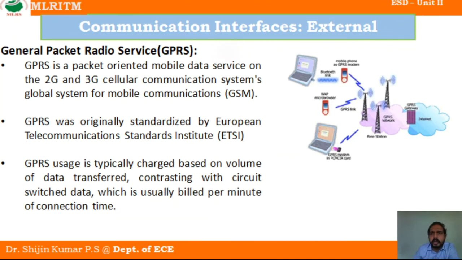If you look into this system, what are the connections we have? We have a GPRS device. This is directly connected to the tower or base station. Then there is a GPRS network, then a GPRS gateway, and in the GPRS gateway we will provide the internet. This internet is accessed using the GPRS modem or GPRS handset.